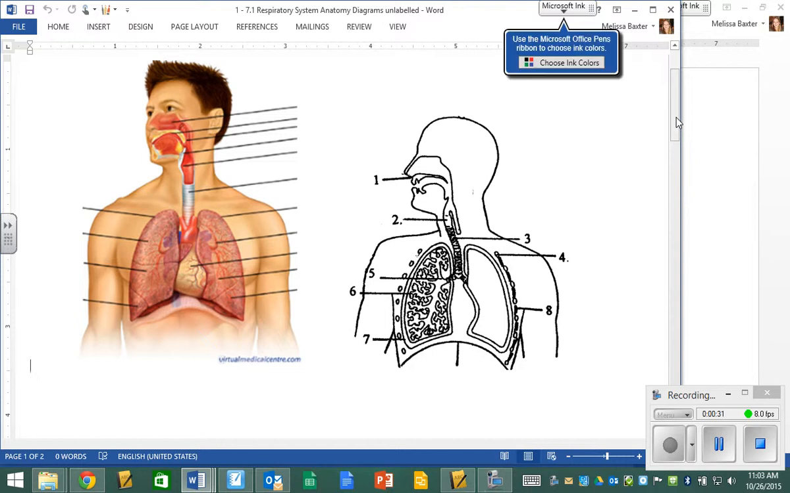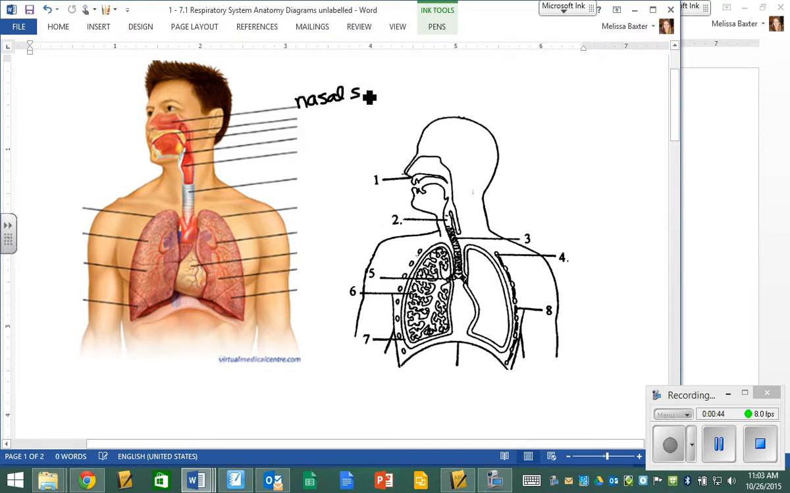So we're just going to label some parts. A lot of the parts are on both of the diagrams, so I'll label them on both things. The first part that we'll label are your nasal sinuses. Now, like it suggests, it is to do with your nose.